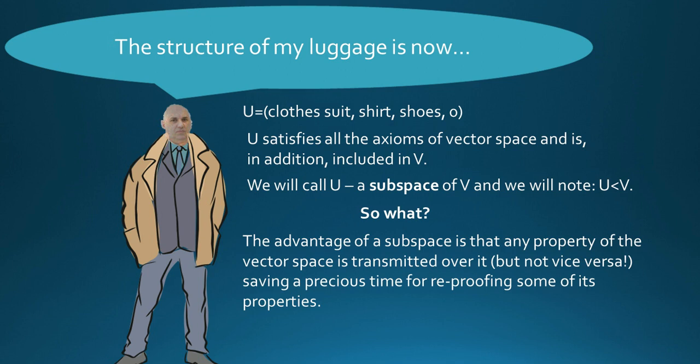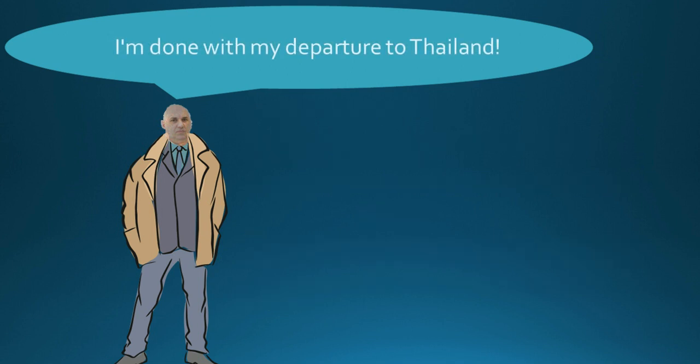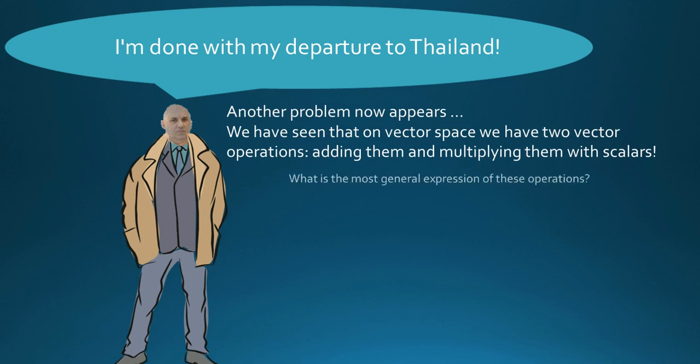We will call U a subspace of V, and we will denote U less than V. So what? The advantage of a subspace is that any property of the vector space is transmitted over it, but not vice versa, saving a precious time for reproofing some of its properties. I'm done with my departure to Thailand.